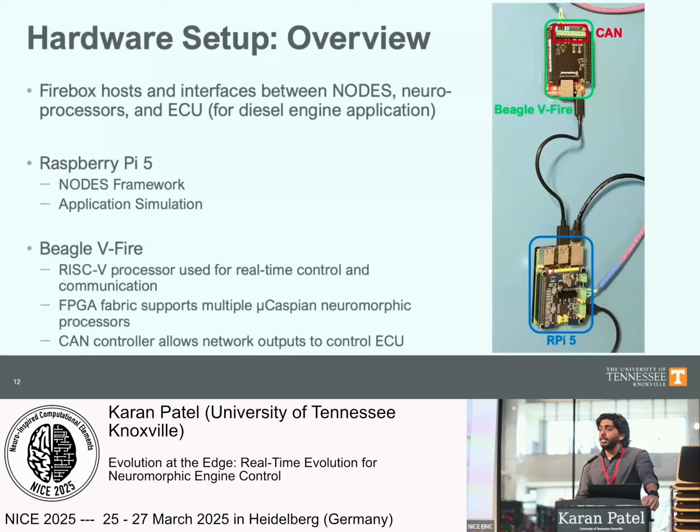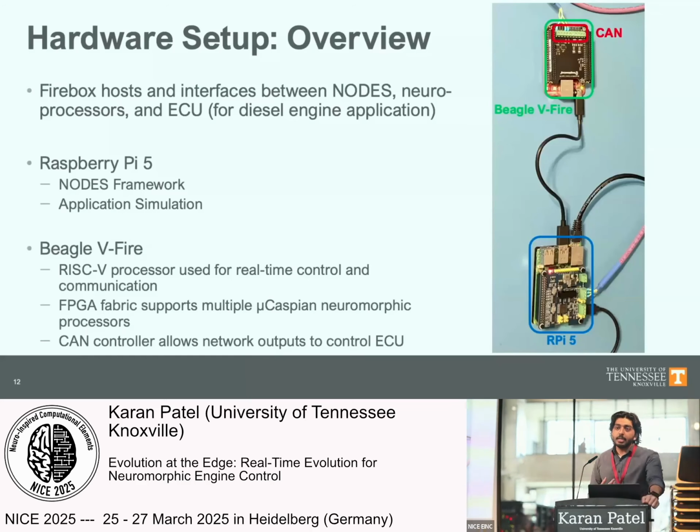It also supports an FPGA fabric where 2 instances of the micro-Caspian neural processor are implemented, and these neural processors were developed at ORNL to act as an easy-to-use neuromorphic solution for size, weight, and power-constrained applications. We also utilized a CAN controller to allow communication between the real-time processor and the ECU. This allows network outputs to be decoded into usable actions, and then applied to the engine via the CAN line.